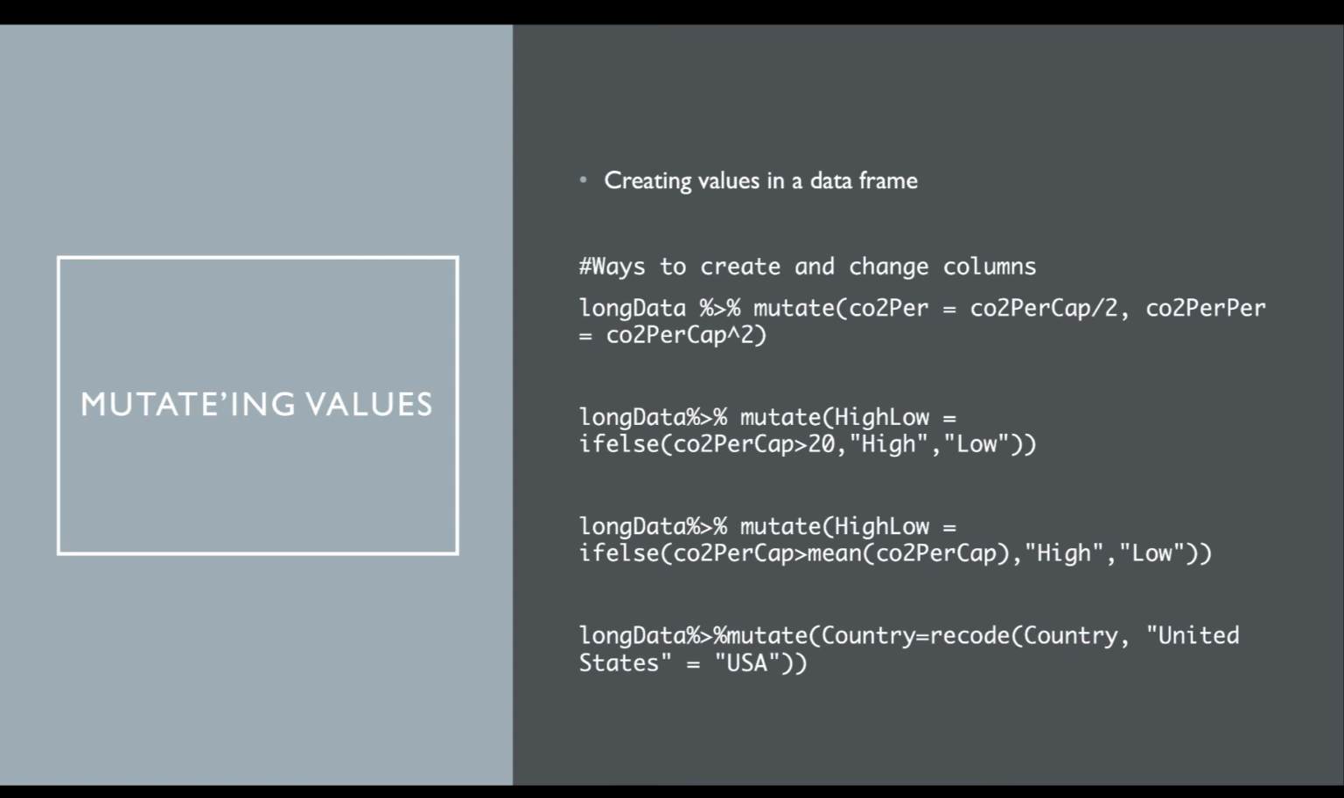In the third example of the mutate function, we see that high-low is still being generated and stored in the high-low column. However, in the case of the third example, we see if else CO2 per capita is not compared to the absolute value of 20, but the mean value of CO2 per capita that is present in that column.